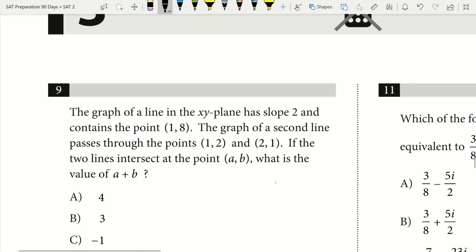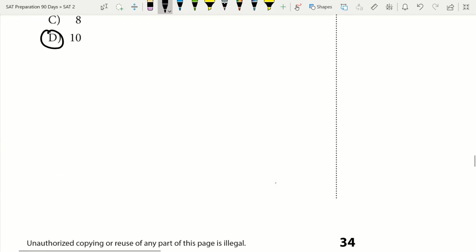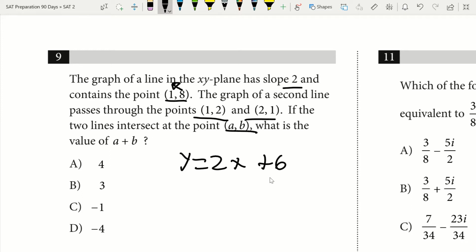Now we've got question 9. Graph of a line in the xy plane has a slope of 2 and contains the point (1, 8), which means it's going to be y equals 2x. I have to move 2 down since it's a slope of 2 and I'm going to the left, so that's going to be 2x plus 6. Next, I'm told the second line has these 2 points. If they intersect somewhere, what's the value of a plus b, being these 2 points?